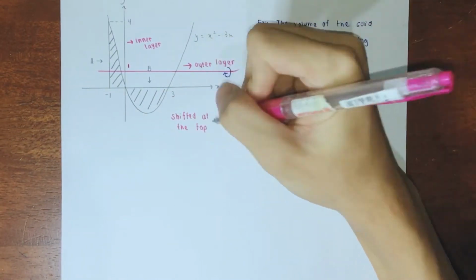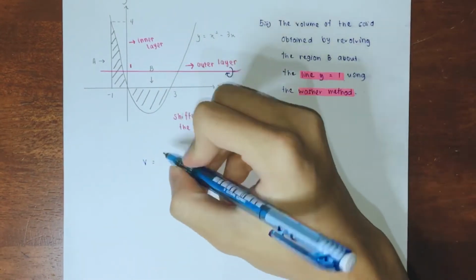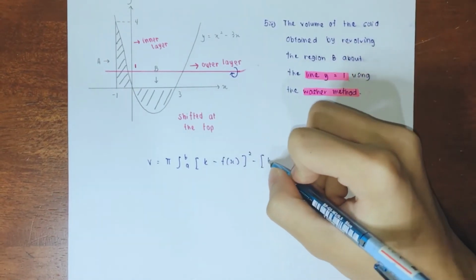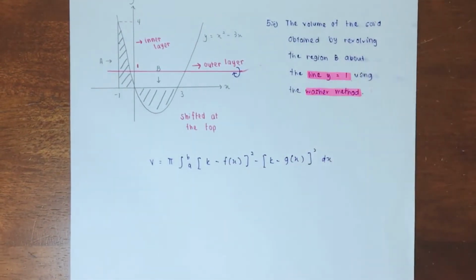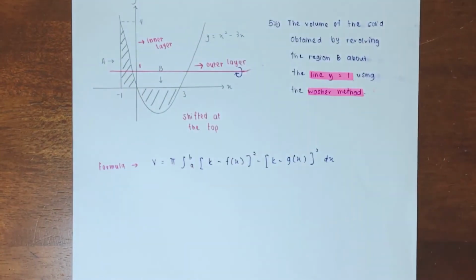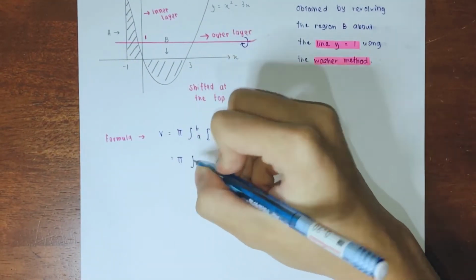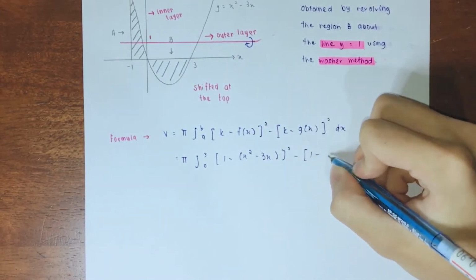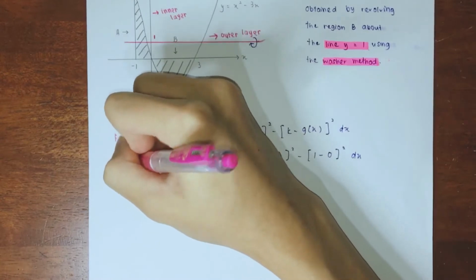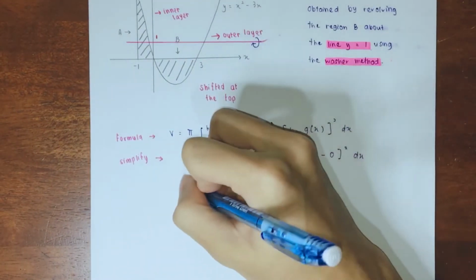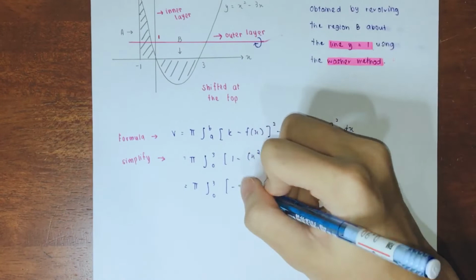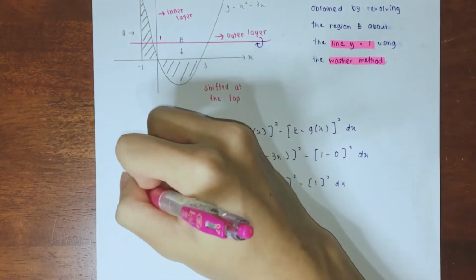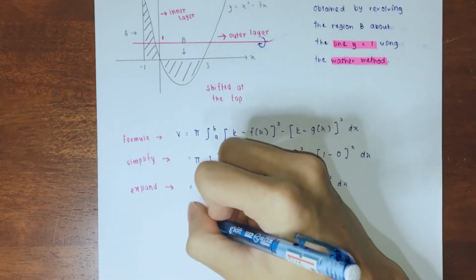So basically this graph is shifted at the top. Here are the formula. So f(x) is outer layer and inner layer is g(x). After insert the value, you need to simplify it. Then you need to expand it.